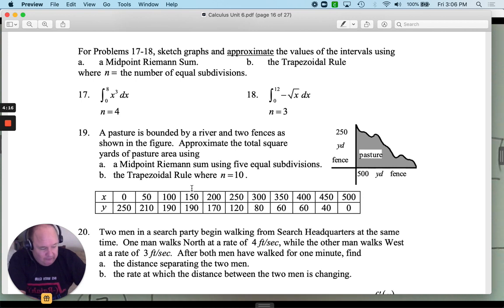So I'm integrating from 0 to 8, x cubed dx, n is equal to 4, and I'm going to use a midpoint Riemann sum for part A. And I'm going to use the trapezoidal rule for part B. So let's see what that would look like.